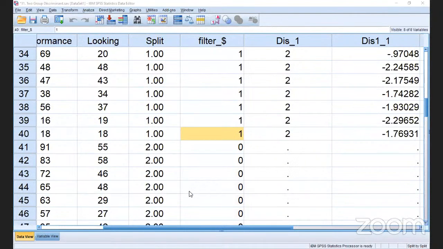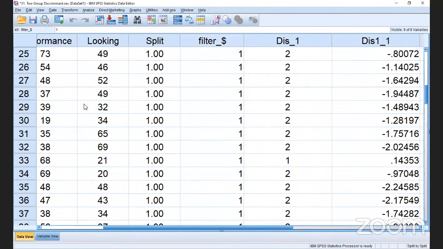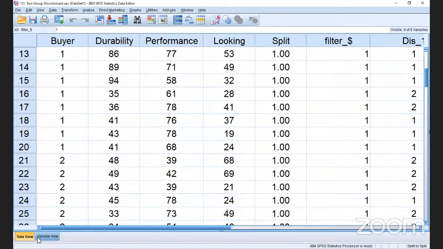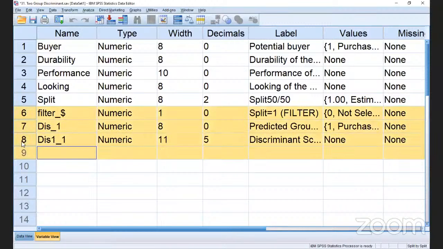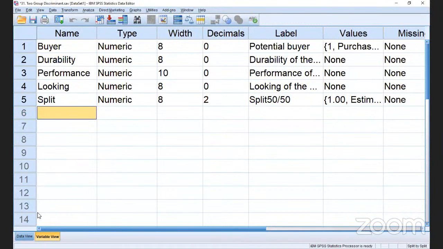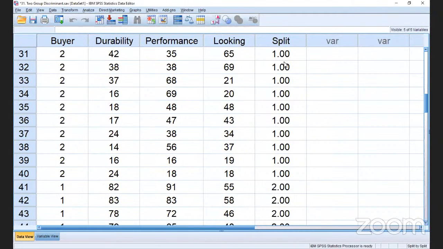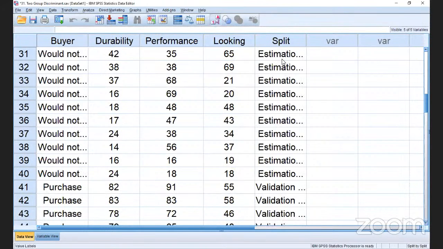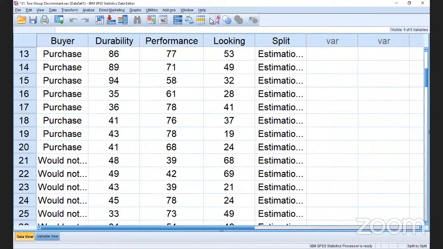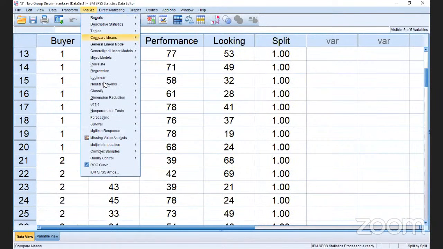Now I am using the estimation and cross validation both. So I am deleting these variables like filter, these only three, there is no need. And then I am dividing the split. Now I want to simultaneously analyze the estimation and validation both. Then how to perform it? Analyze, classify, and discriminant.